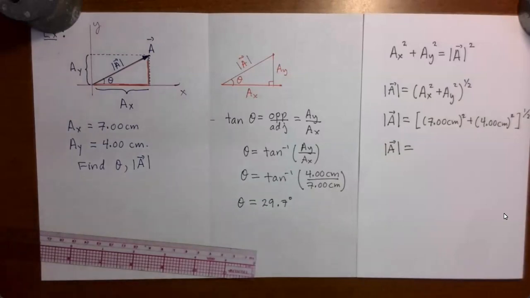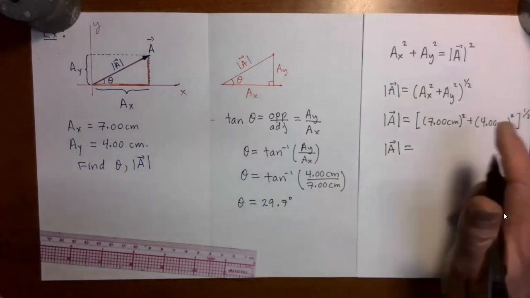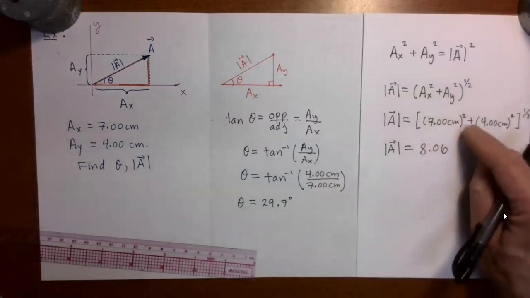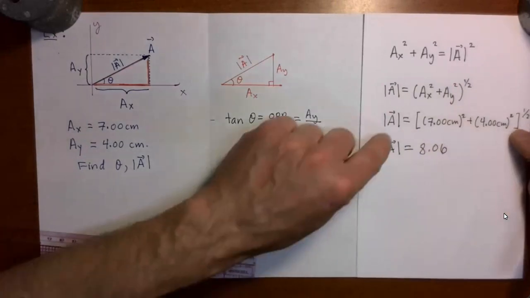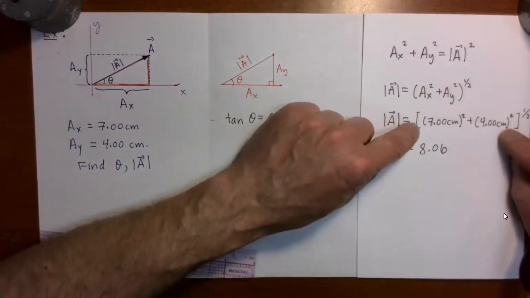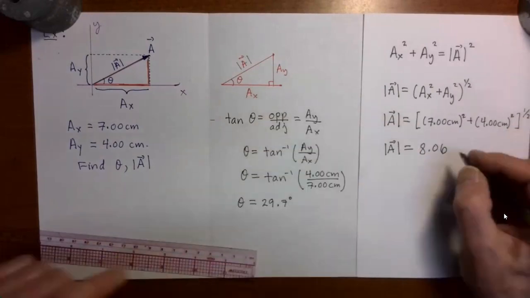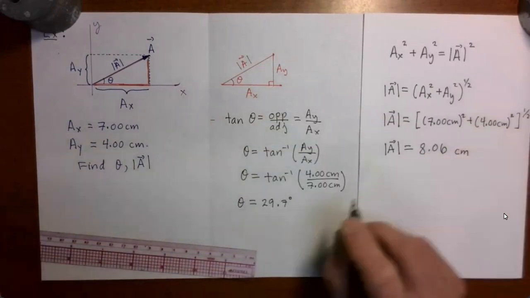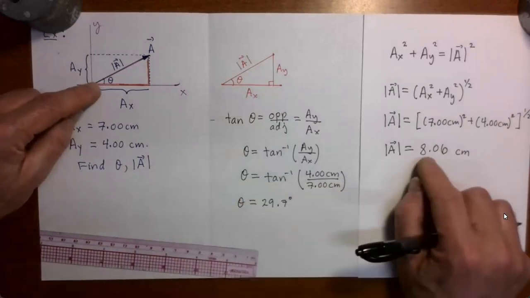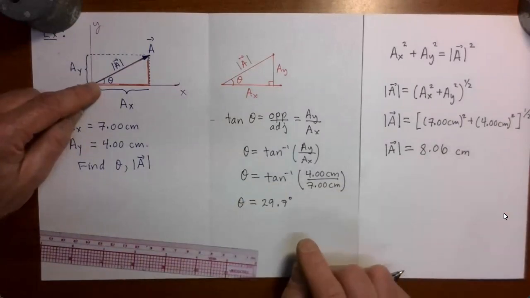Okay, so this gives me vector A equals, just put that all in your calculator, I get 8.06. And remember, we carry the unit. Notice that the unit of the stuff inside the square root here is centimeters squared. If you take the square root of centimeters squared, you get centimeters. Okay, so the magnitude of this vector here would be 8.06 centimeters.